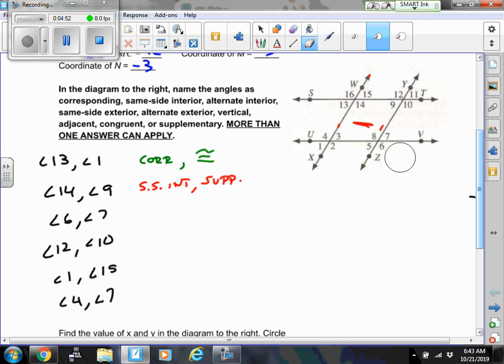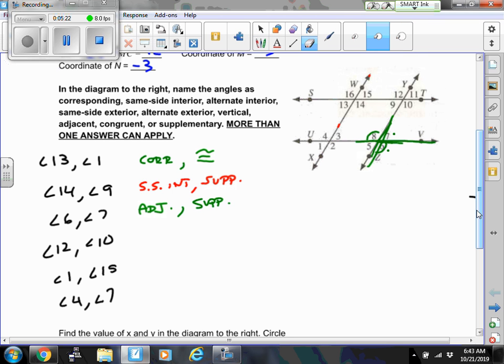6 and 7. Now here's a different one. If you trace, notice we don't get that pattern. What's that called when you have them right next to each other? Adjacent. So those are adjacent angles. And 6 and 8 would be congruent angles. That means 6 and 7 would have to be supplementary.